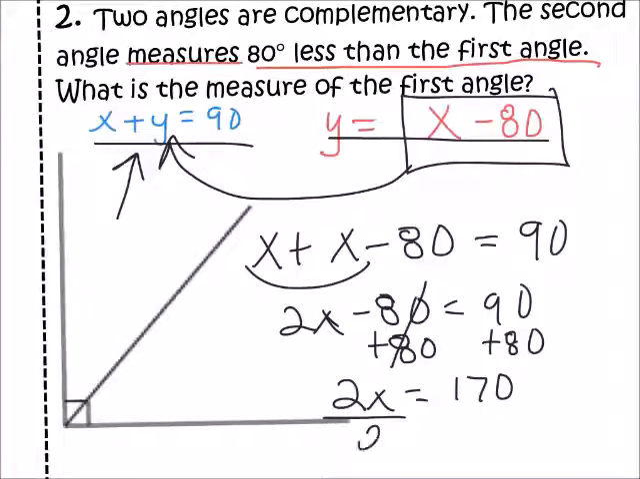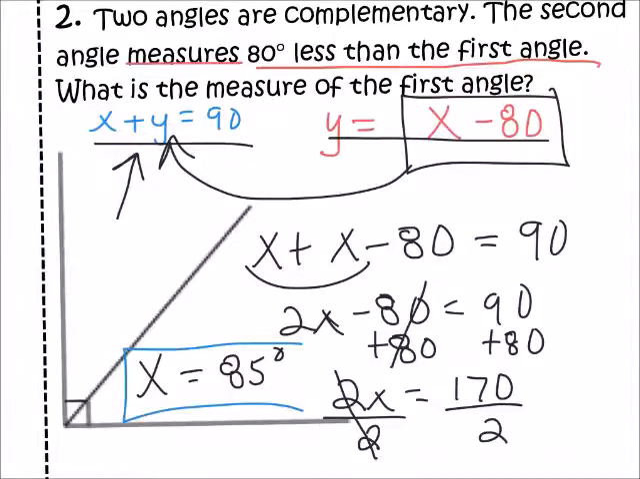To undo the multiplication by 2, we're going to divide by 2. 2 divided by 2 is 1. We have to do the same thing to the other side, so we're dividing 170 by 2. So we end up with x equals 85 degrees. And that is our answer to that problem.